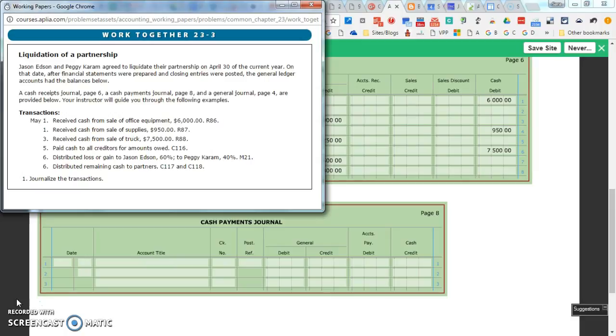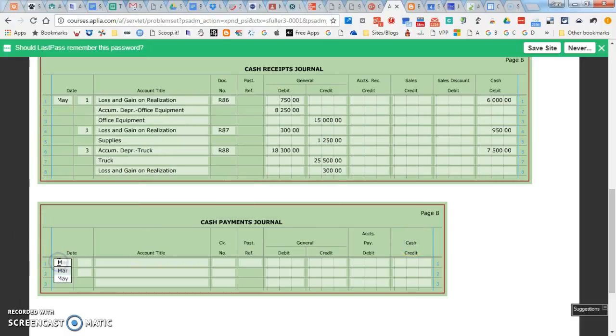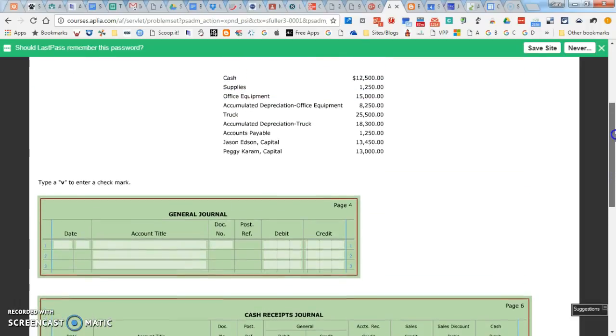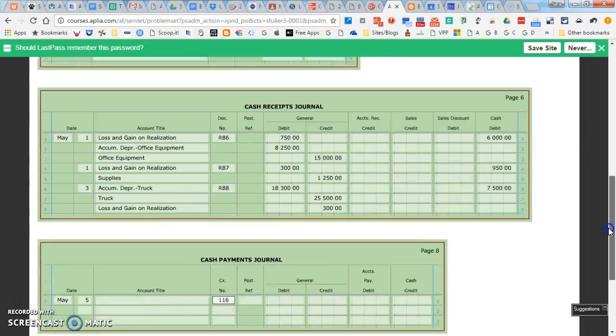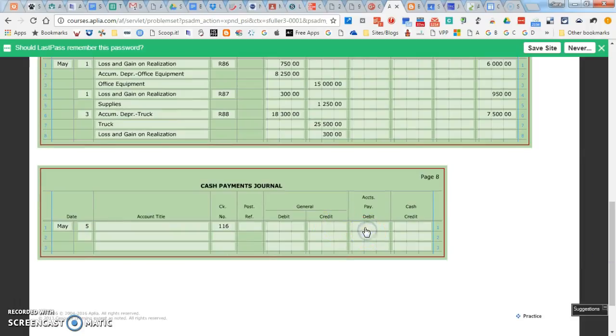On May 5th, we paid cash to all creditors for amounts owed, so that will go in our cash payments journal. So the date is May 5th. We won't put anything for the account title. My book has a check mark. They must just want to leave it blank. So check number is 116. And then if we go up and look here, what do we owe? Accounts payable, $1,250. I'll go in the accounts payable debit and cash credit.